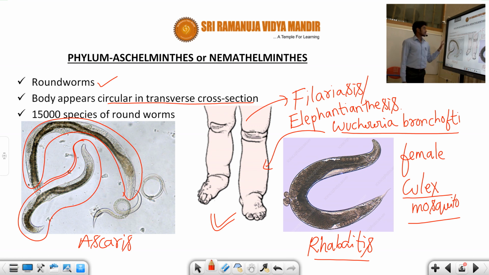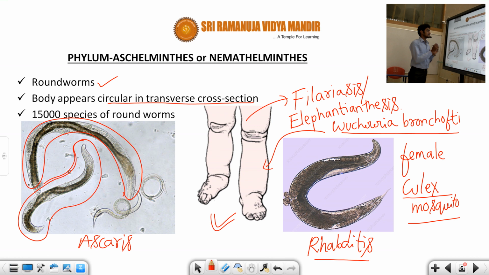Okay, come again here. This is information about the Aschelminthes or Nematohelminthes. They are generally called roundworms. The body appears circular in transverse cross section. And how many species exist in the world, students? Nearly 15,000 species exist in the world.